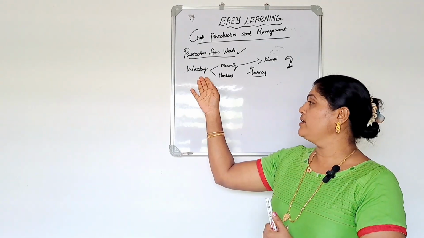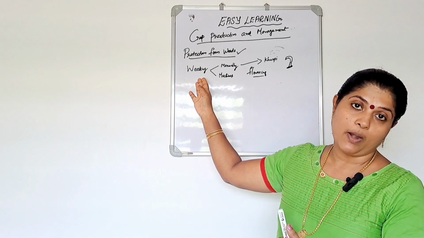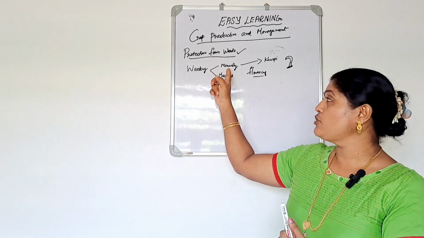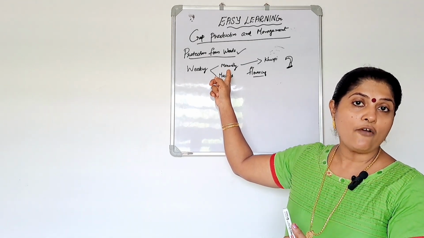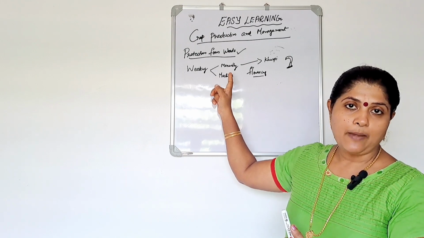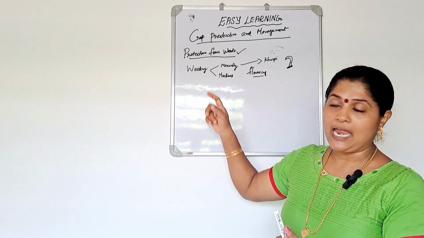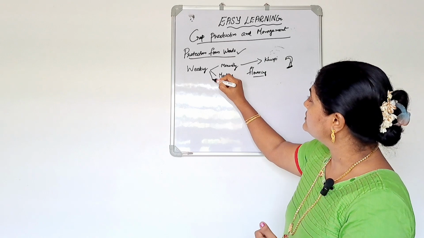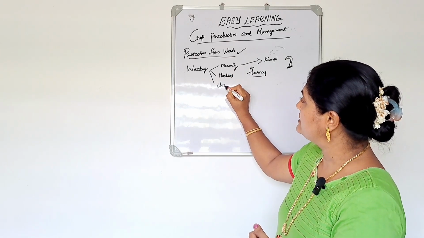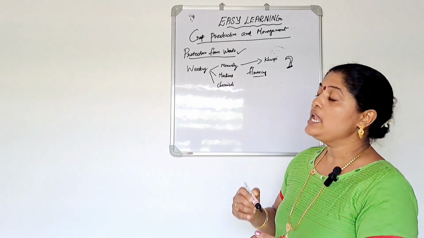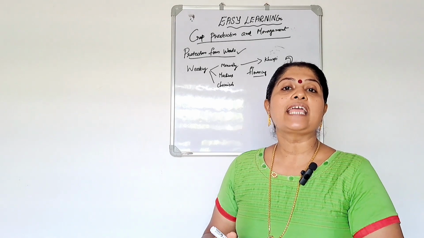Before that, the weed should be removed so that the yield will be better. Now, about the methods of removing the weeds. As I have already told, it can be done with the help of people, that is, manually. Then it can be done with the help of machines. One more method is with the help of chemicals. With the help of chemicals also, the weeds can be removed.